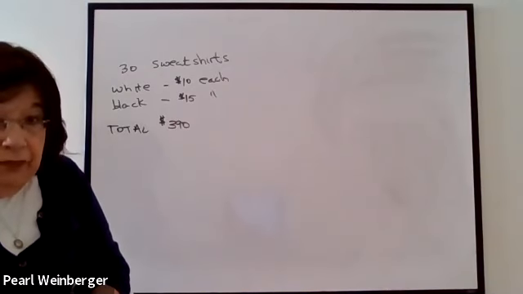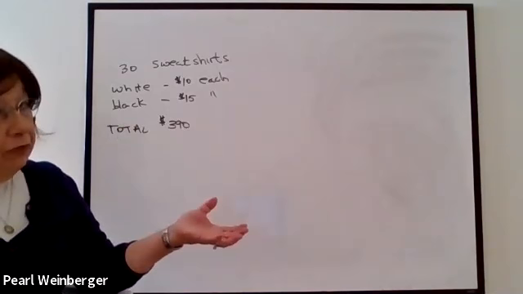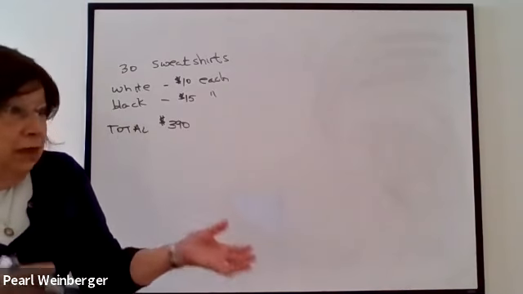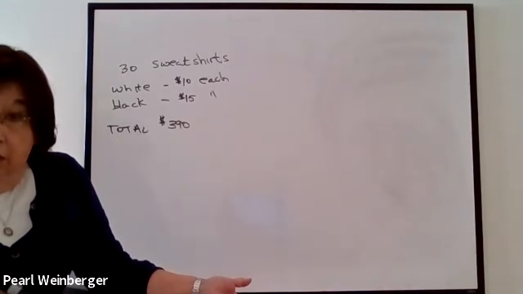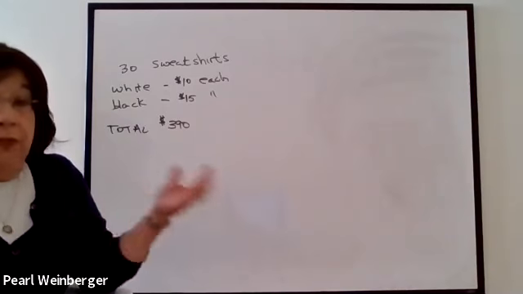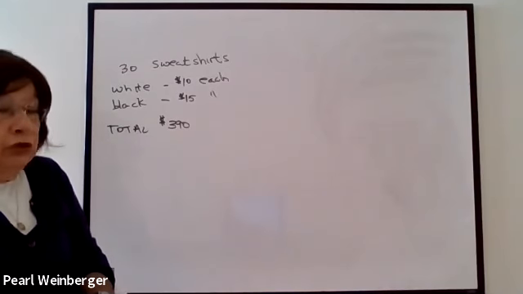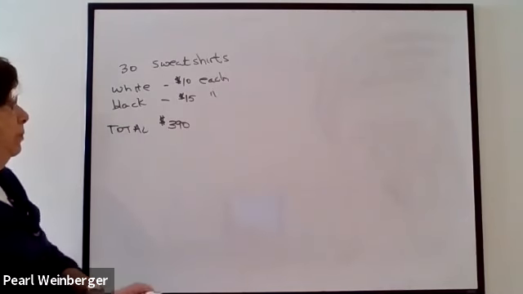did he sell. Okay, we know he sold a total of 30, but it could be 10 of one and 20 of the other. It could be 29 of one and 1 of the other. It could be any combination. So we want to know how many of each kind of shirt was sold.